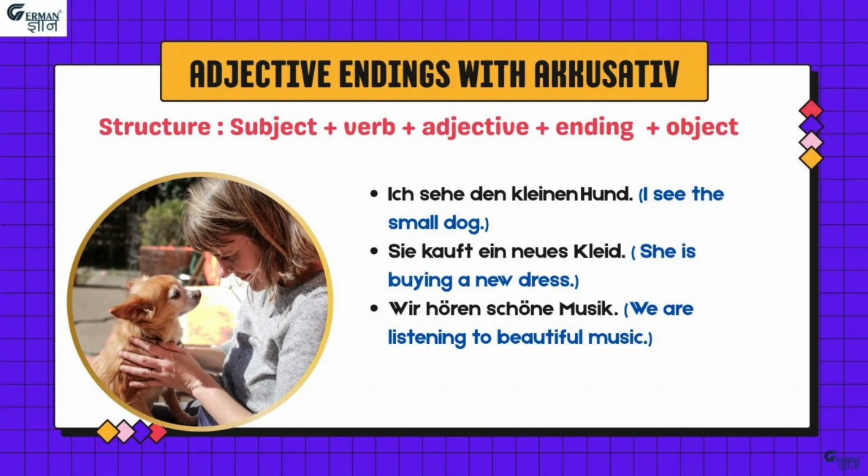Adjective ending with accusative case. Your sentence structure will be subject, your verb, then adjective with its ending, and then the object. Now remember that the ending you put in the adjective is according to the object for which you are using that particular adjective. So example is ich sehe den kleinen Hund, means I see the small dog. Here the adjective ending is en with klein. Second, sie kauft ein neues Kleid, means she is buying a new dress. Here the adjective ending is es with neu. And third, wir hören schöne Musik, means we are listening to beautiful music. So here the adjective ending is e with schön.